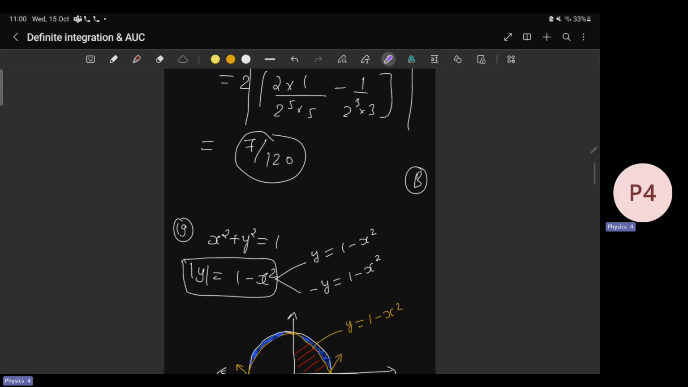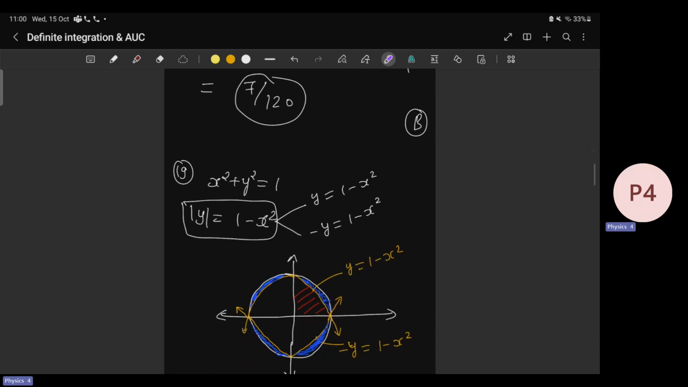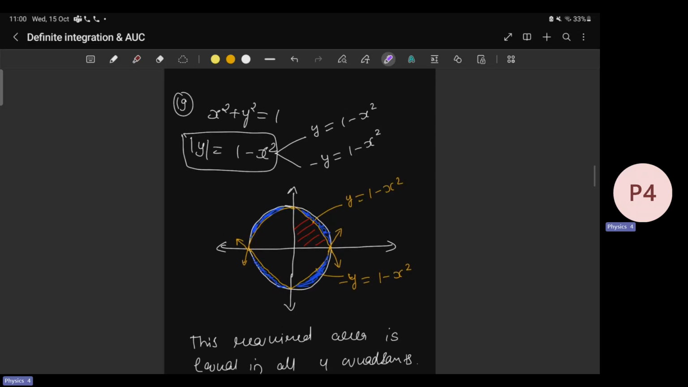Now moving on to the next question, question number 19. Area enclosed by the curves x square plus y square equals 1. This is the equation of a circle. Suppose this white line is the circle of radius 1, and mod y equals 1 minus x square.